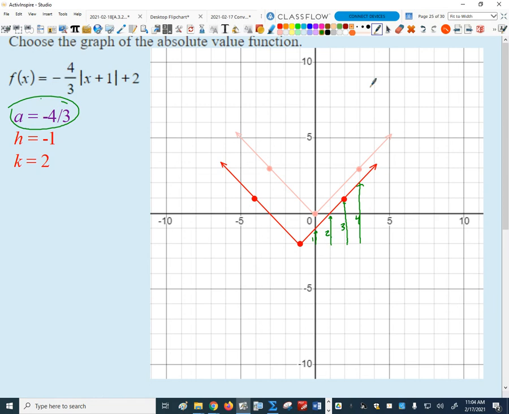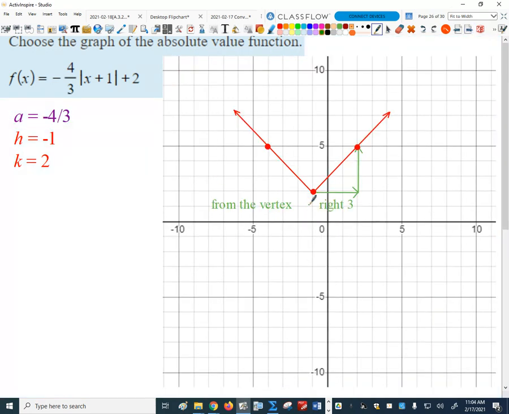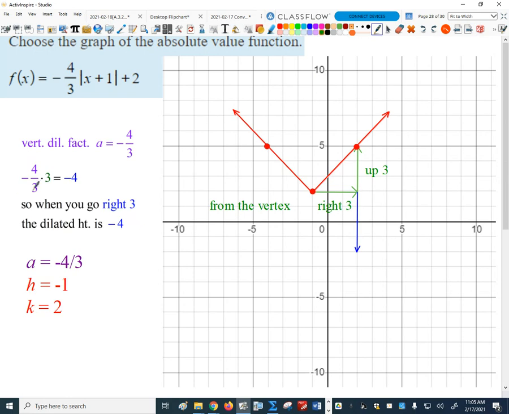Okay, good. So then instead of going right 3 and up 3, I'm going to go right 3 and up 3 times -4/3, right? Well, if I multiply my normal height of 3 times -4/3, look what happens. The 3's cancel, and I just end up getting a -4, right? So I'm going to go right 3 and up -4, which means I go down 4. And so does everybody agree then?